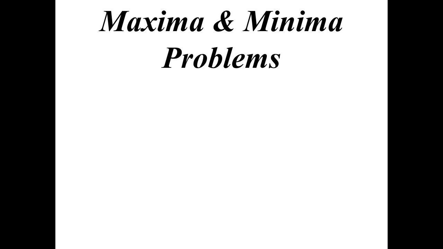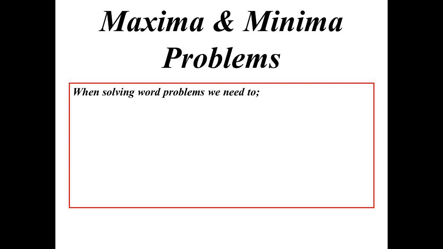Maxima and minima problems, also known as optimisation problems. Basically, we're talking about word problems, which we're going to turn into an equation, which we then can use our maths to solve. A lot of the time we're trying to find the best solution: maximum profit, minimum waste, things like that. So we want to optimise the solution, get the best result we possibly can.